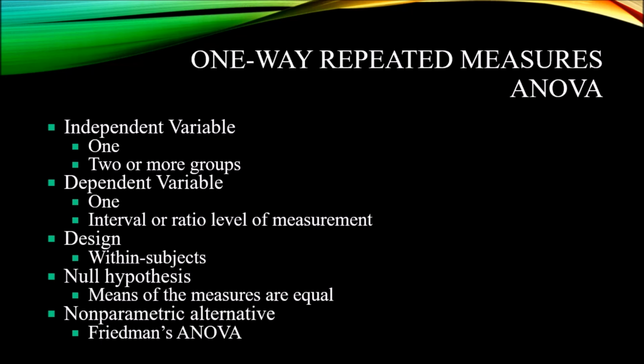Now we'll be taking a look at one-way repeated measures ANOVA. So we're moving away from the between subjects designs and moving to a within subjects design. This is repeated measures ANOVA. So you have one independent variable here. That's what the one way is for. And it has two or more groups. And it's not unusual for the independent variable in a one-way repeated measures ANOVA to be time.